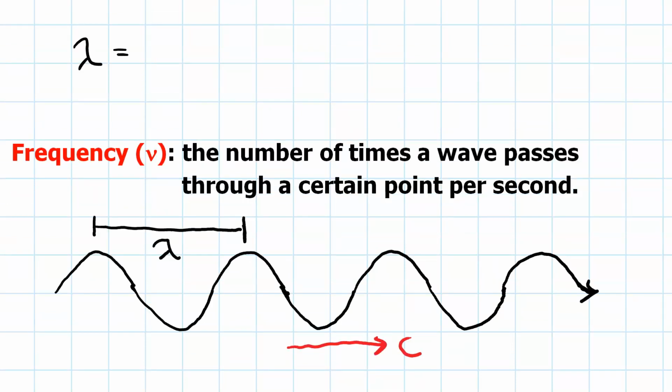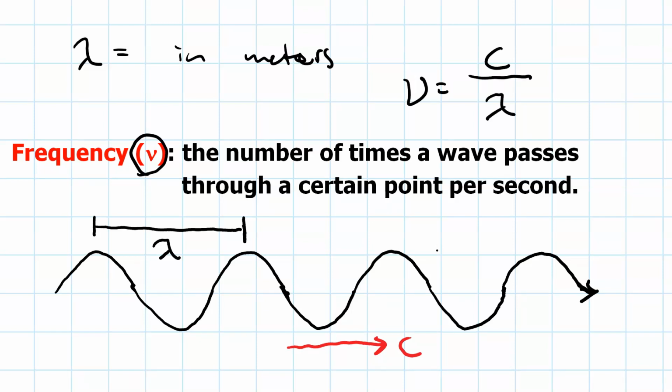Since lambda is a measure of distance, we'll measure it in meters. Next is the frequency. We symbolize it with nu, which kind of looks like a drunk V. Now you can't draw the frequency directly on a wave, but the frequency is the number of waves passing through a certain point per second. So that's equal to the speed, because the faster it's going, the higher the frequency, divided by the wavelength. So a longer wavelength means a shorter frequency. In other words, frequency and wavelength are inversely proportional.